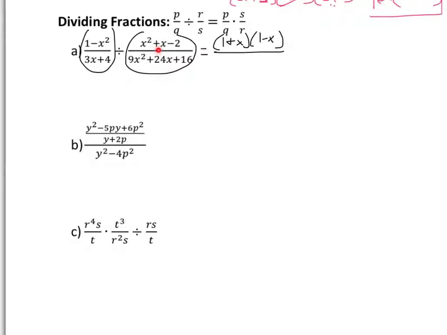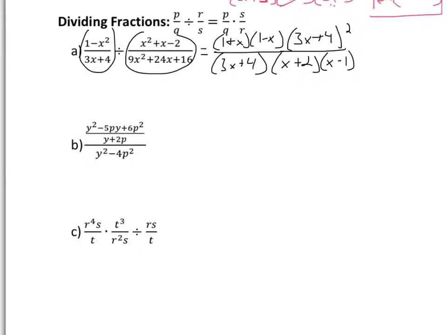So if we factor that, let's see. Oh, this is actually a perfect square. So it'll be 3x plus 4 squared. And on bottom we're going to have a 3x plus 4, from here. And we're going to have this one, which we can factor to be x plus 2, x minus 1.